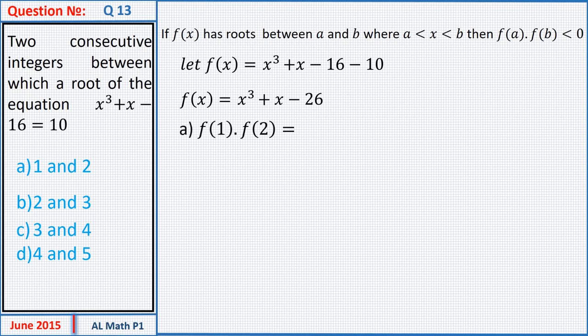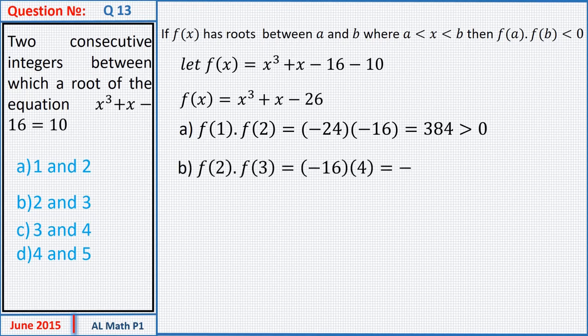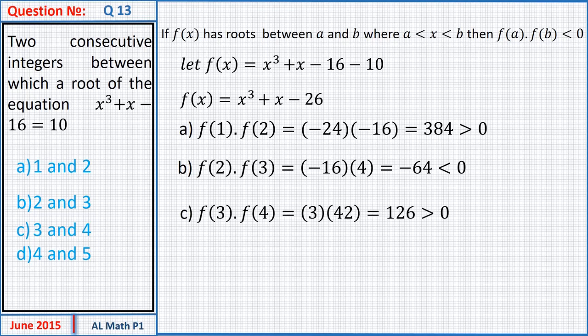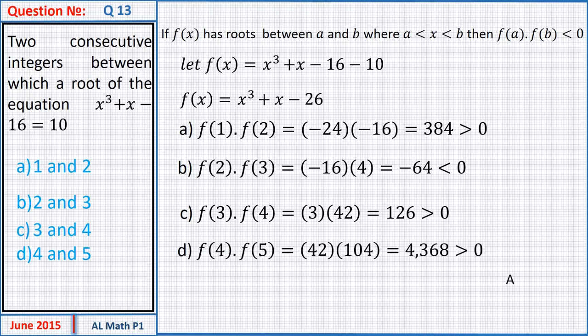So let's do it. We simplify f of 1, we have negative 24. F of 2 is negative 16. Multiplying gives us a positive number, which is greater than 0. So a is not the answer. For B, multiply, we have negative 64, which is less than 0. So our correct answer is B. Let's check the rest. C, multiply, we have a positive number which is greater than 0. D, we also have a positive number which is greater than 0. So our correct answer is B.